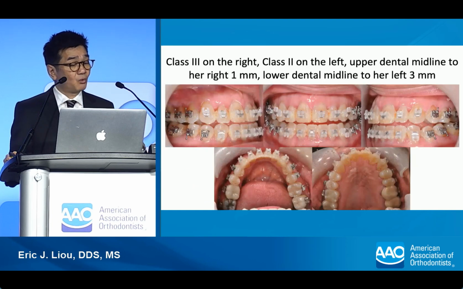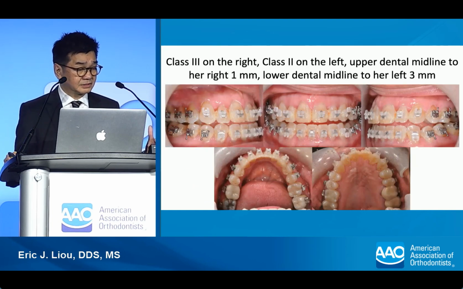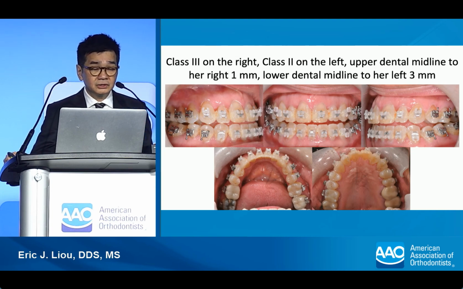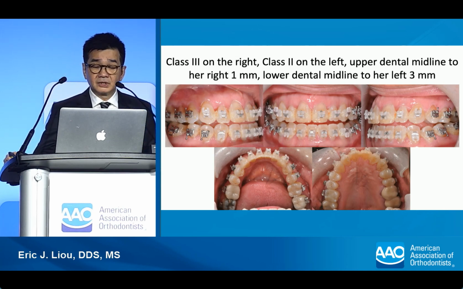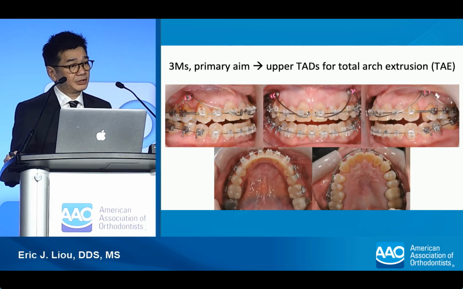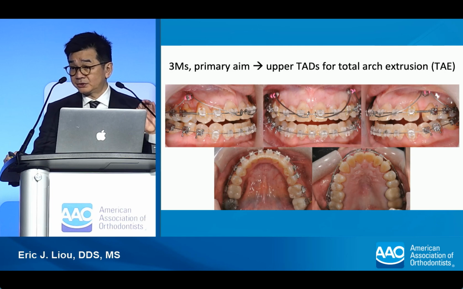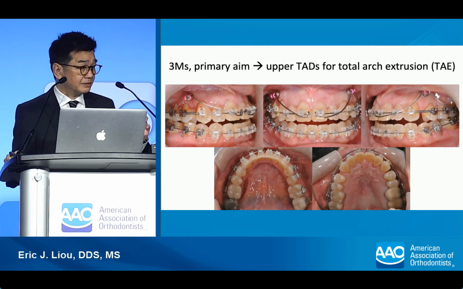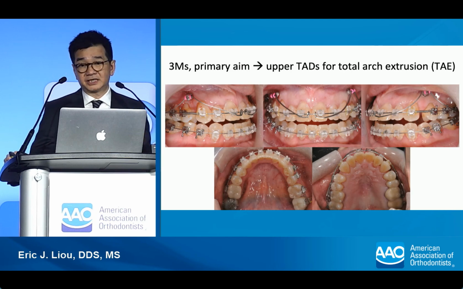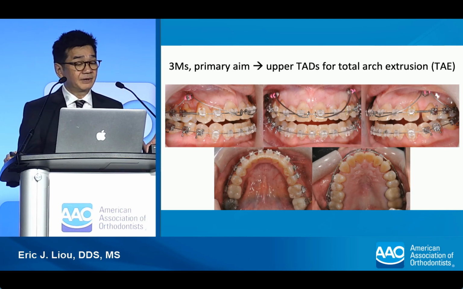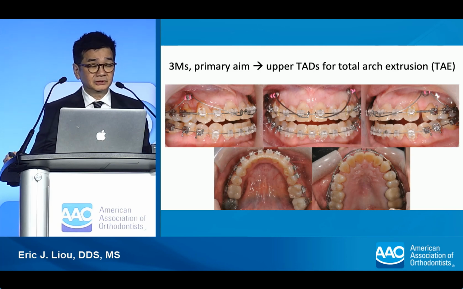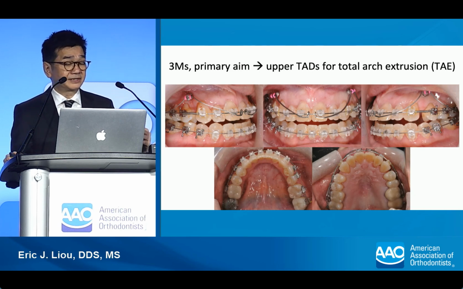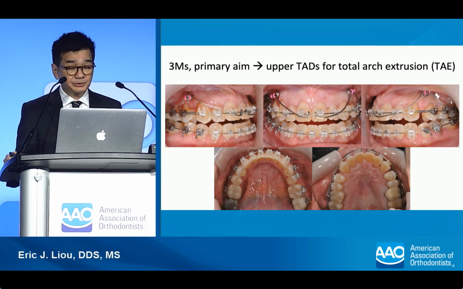Intraorally, you can see one side was class 3, the other side was class 2, and there's a dental midline discrepancy between upper and lower because of the chin deviation to the left. So the primary aim for this patient wasn't to increase the facial convexity, but to increase the upper incisor display. So at the beginning, I put the upper TAD between the canine and the premolar to increase the upper incisor display by using an extruding spring.